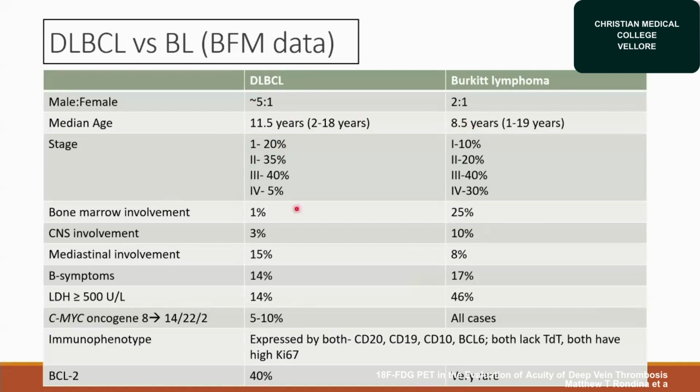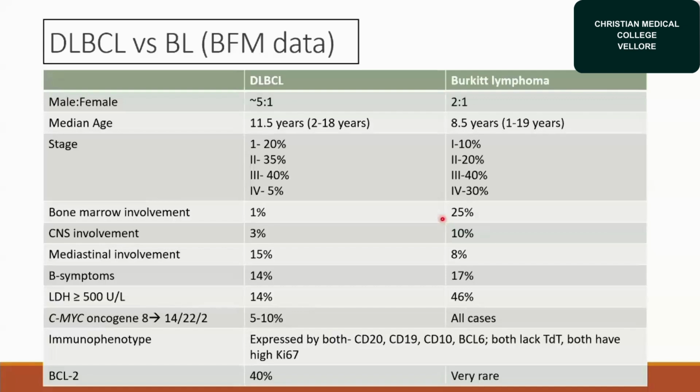And usually DLBCL presents at a lower stage. Usually most of the patients will have either stage 2 or stage 3 disease. Whereas if you look at the Burkitt cohort, usually they all present with advanced disease, stage 3 or stage 4. Marrow involvement is quite common in Burkitt as against DLBCL, where marrow involvement is very rare. Similarly, CNS involvement is also higher in the Burkitt group. Mediastinal involvement, however, is not very common in Burkitt lymphoma.